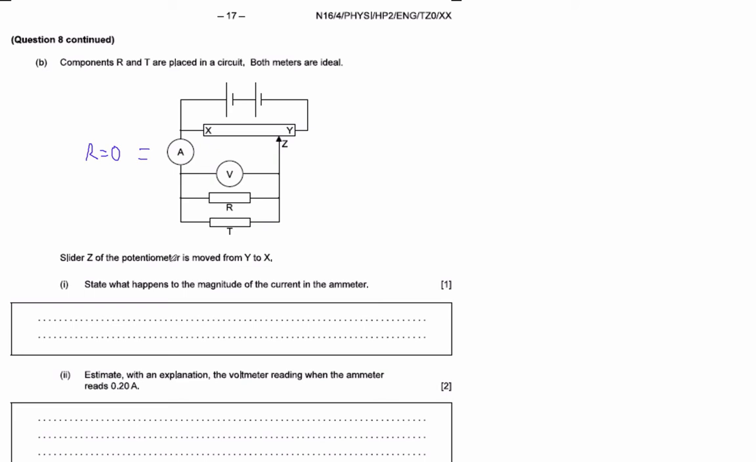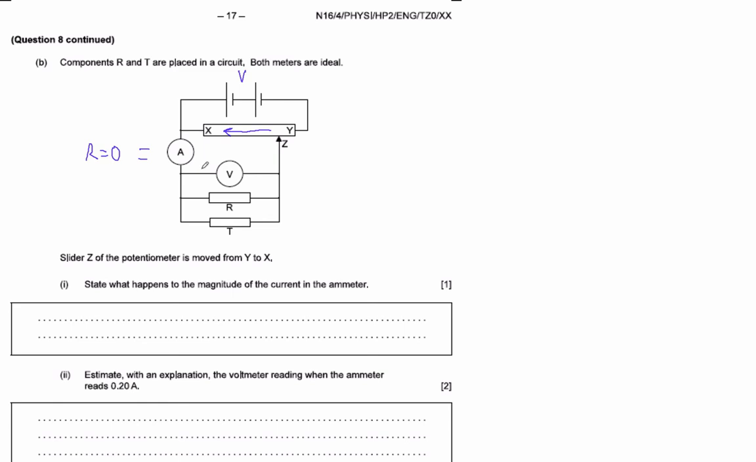The slider Z of the potentiometer is moved from Y to X. Let me give you a clue: if we slide that thing all the way to this end, then the voltage here, depending on the resistance of this thing, is going to be the highest. That is, it's more directly connected to the cell. If we slide it halfway, we could get half the voltage. If we slide it down here, we get less and less voltage. So as we slide it from Y to X, the voltage gets smaller and smaller, and therefore the current gets less and less. All we have to do is just state.